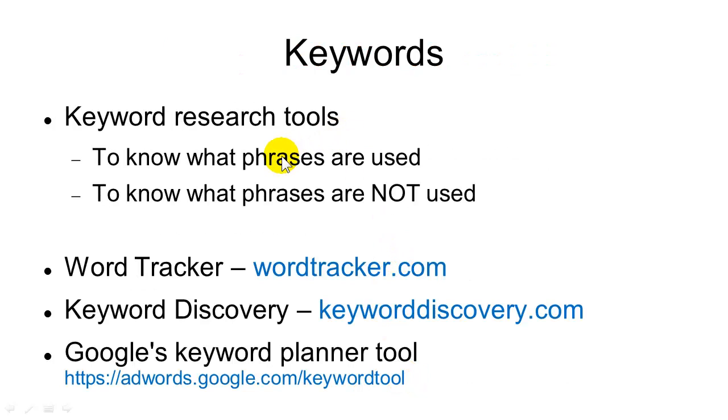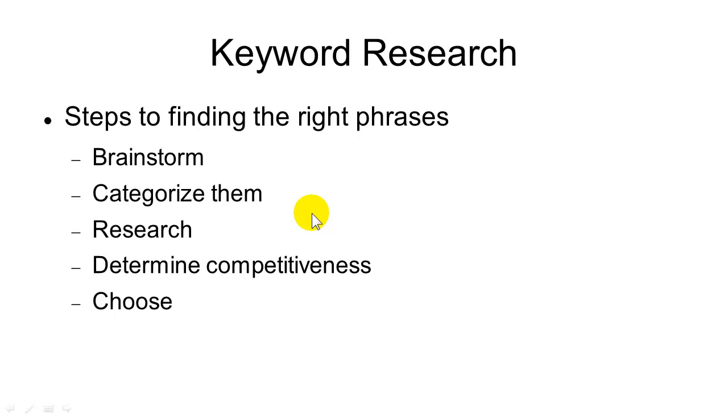There are many tools that you can use to determine if the phrases are good or not, or how often they're used. So you want to research to figure out what phrases we might use, and we also want to know what phrases we're not going to use. So you might want to brainstorm and then categorize and then do some research and then determine which are more competitive than others and then make a decision. It's just not guesswork.